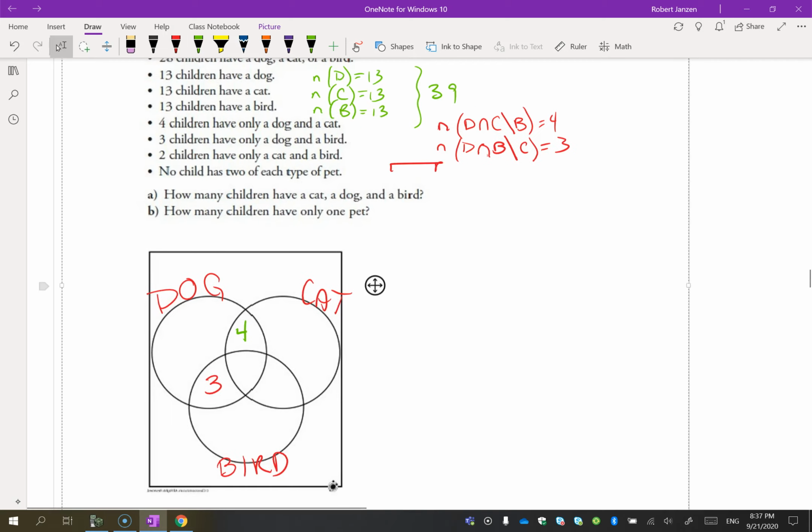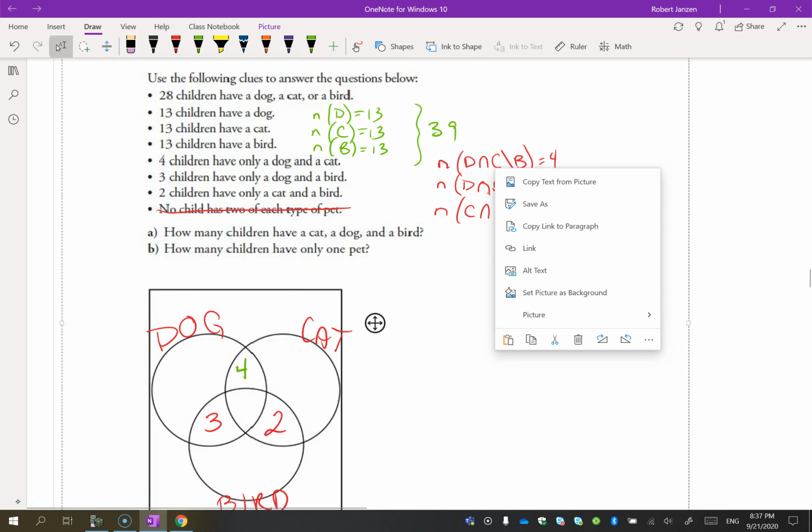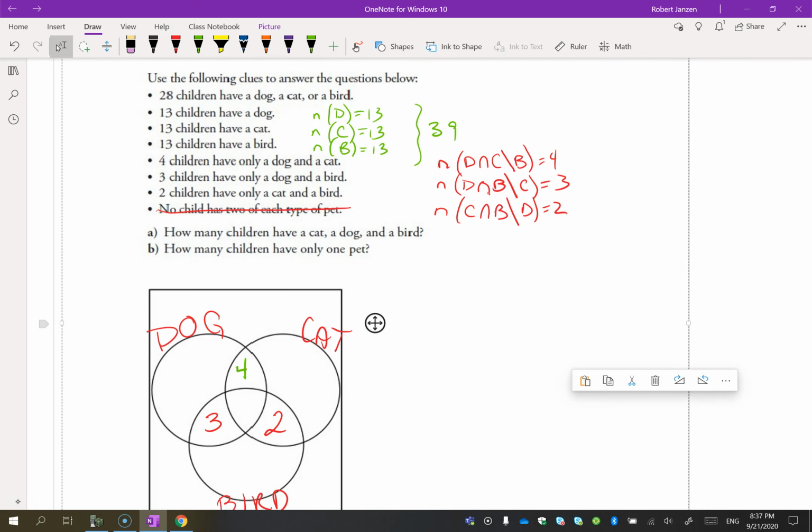And the number that own a cat and a bird, but not a dog, that's 2. So that's going to be here, right? This little section right here is cat and bird, but they don't own a dog. Okay, this last thing, no child has 2 of each pet. That doesn't make any difference here. We're not doing that. It says that they have a dog, cat, or bird, not 2 of each. Okay, that's not part of the question.